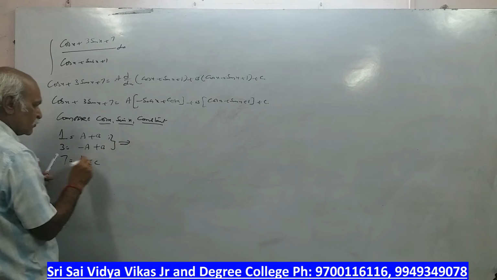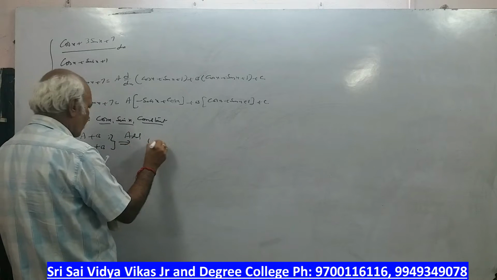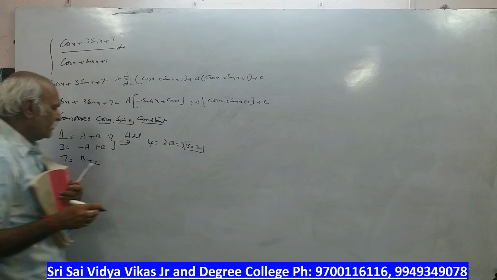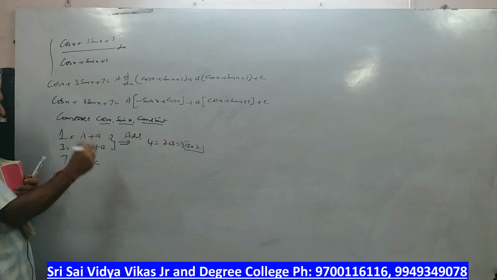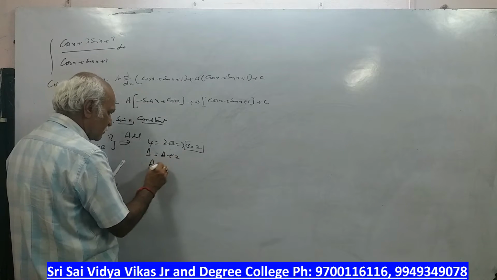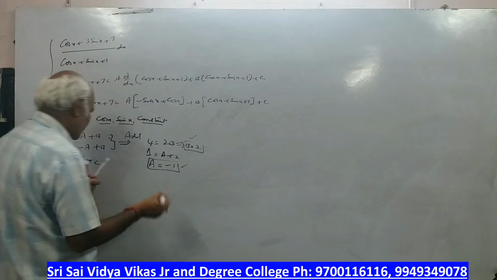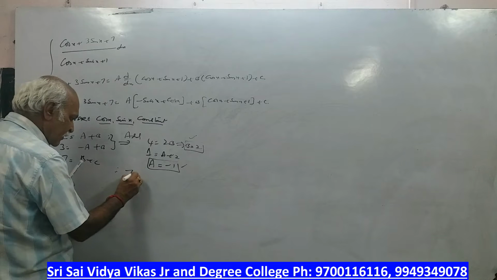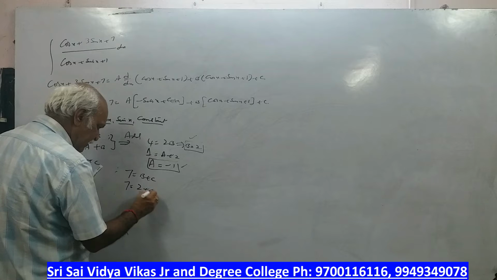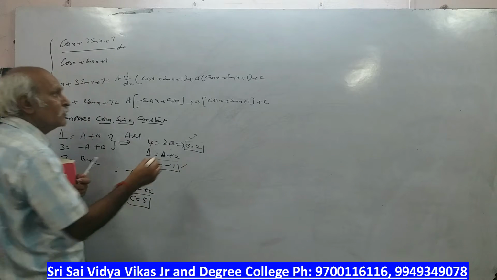Now I am considering these two equations. If I add, what will happen? a will get cancelled, 4 is equal to 2b, b is equal to 2. So what is the b value? We get 2. Substitute here in this equation, so 1 is equal to a plus 2, so a is equal to minus 1. So you got the b value, you got the a value. From 7 is equal to b plus c, already the b value is 2, sir, 7 is equal to 2 plus c, c is equal to 5. So a value, b value, c value we got.